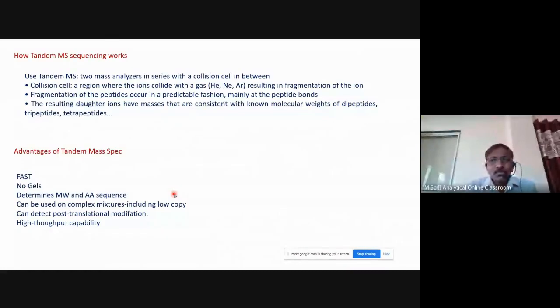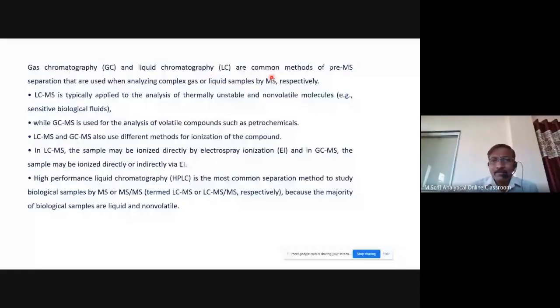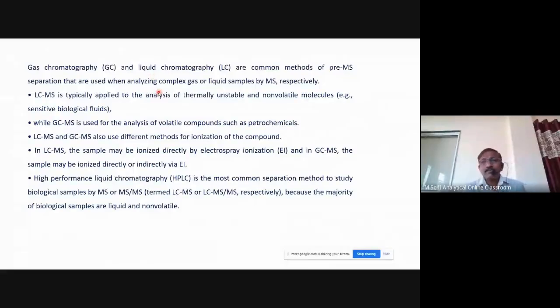Now, mostly gas chromatography or liquid chromatography is commonly used, attached before the MS for separation, when analyzing complex gas or liquid samples by MS. So that we have already seen, that is LCMS, GCMS. That is nothing but, before the mass spectrometer, liquid chromatography or gas chromatography is attached. So it is applied to analyze thermally unstable or non-volatile molecules, mostly for biological fluids. So for this purpose, LCMS is commonly used. No doubt, GCMS is for the organic point of view, but for the biological point of view, liquid chromatography is commonly used. That is LCMS.